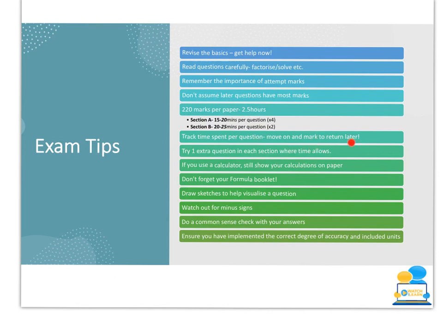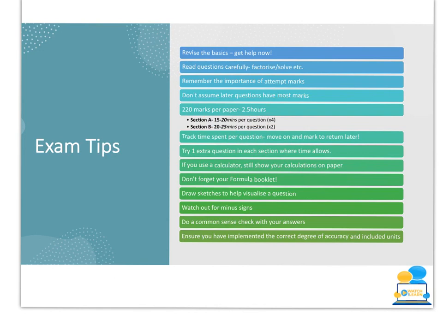marked to return to. So just taking all that on board, go in with quite an open mind, saying I'm going to aim for 15 to 20 minutes on section A, 20 to 25 minutes on section B, and then you should be able to decide from there whether you have time to complete more questions. Remember, they're only going to mark your best ones, so don't feel under pressure to complete more unless you have the time. If you use a calculator, still show your calculations on the paper.